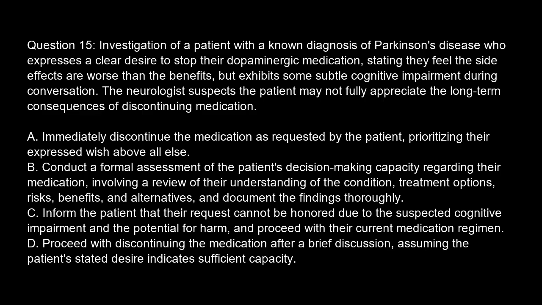Option A. Immediately discontinue the medication as requested by the patient, prioritizing their expressed wish above all else. Option B. Conduct a formal assessment of the patient's decision-making capacity regarding their medication, involving a review of their understanding of the condition, treatment options, risks, benefits, and alternatives, and document the findings thoroughly. Option C. Inform the patient that their request cannot be honored due to the suspected cognitive impairment and the potential for harm, and proceed with their current medication regimen. Option D. Proceed with discontinuing the medication after a brief discussion, assuming the patient's stated desire indicates sufficient capacity.